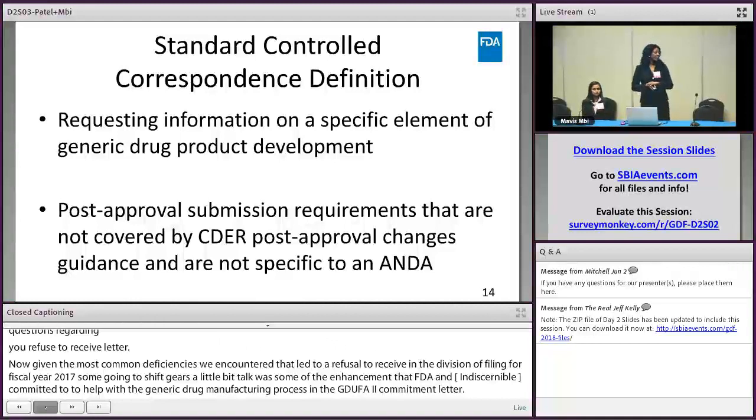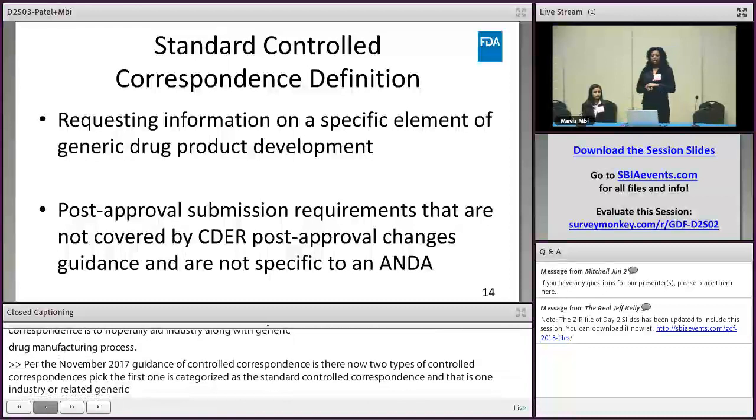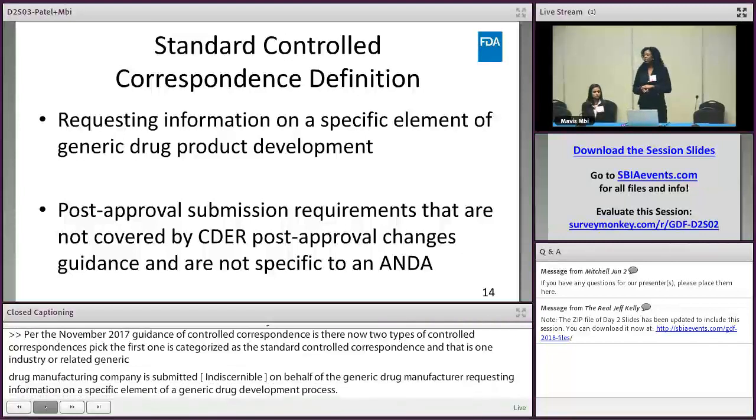For the November 2017 guidance for controlled correspondences, there are now two types of controlled correspondences. The first one is categorized as the standard controlled correspondence, and that is when industry or a related generic drug manufacturing company is submitting a controlled correspondence on behalf of a generic drug manufacturer, requesting information on a specific element of a generic drug development process. In addition, a standard control involves requests relating to post-approval submission requirements that are not covered by a CDER post-approval change guidance, although not specific to an ANDA.